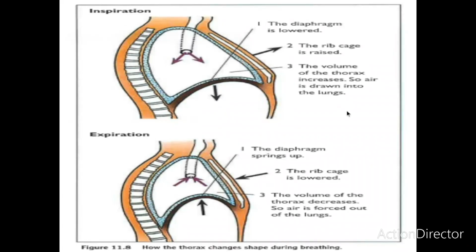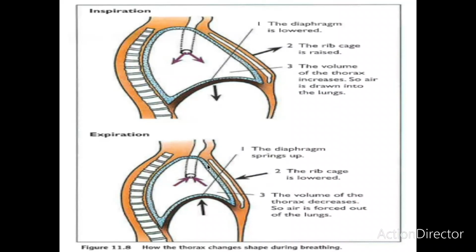This diagram illustrates what I was trying to explain. So when you breathe in, or during inspiration, the diaphragm contracts, and when it contracts, it is lowered. At the same time, the intercostal muscles, which are found in between the ribs, contract. When the intercostal muscles contract, they push the rib cage upwards and outwards. This increases the volume of the thorax, and when the volume of the thorax increases, air is drawn into the lungs.